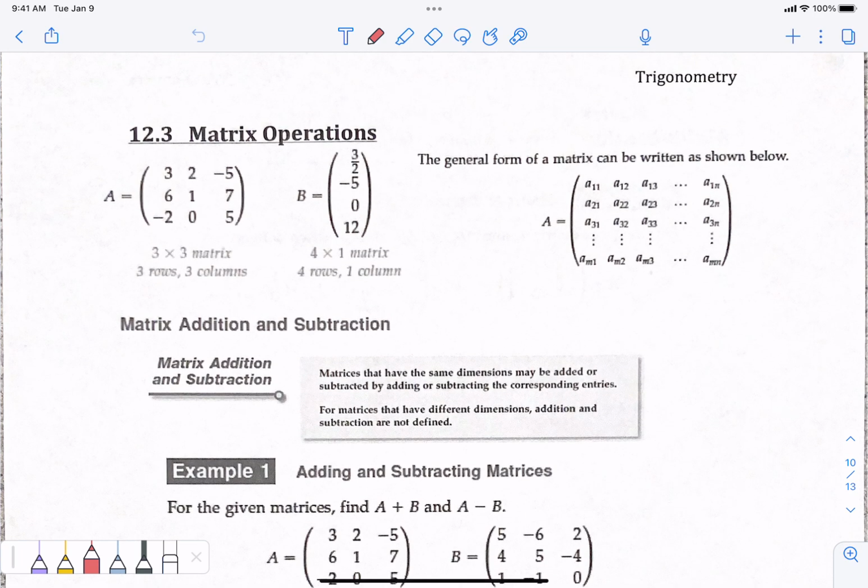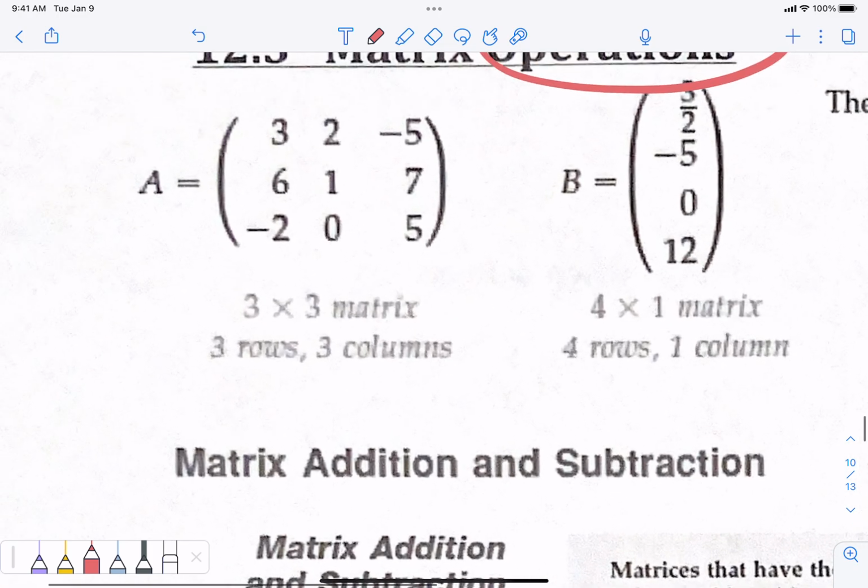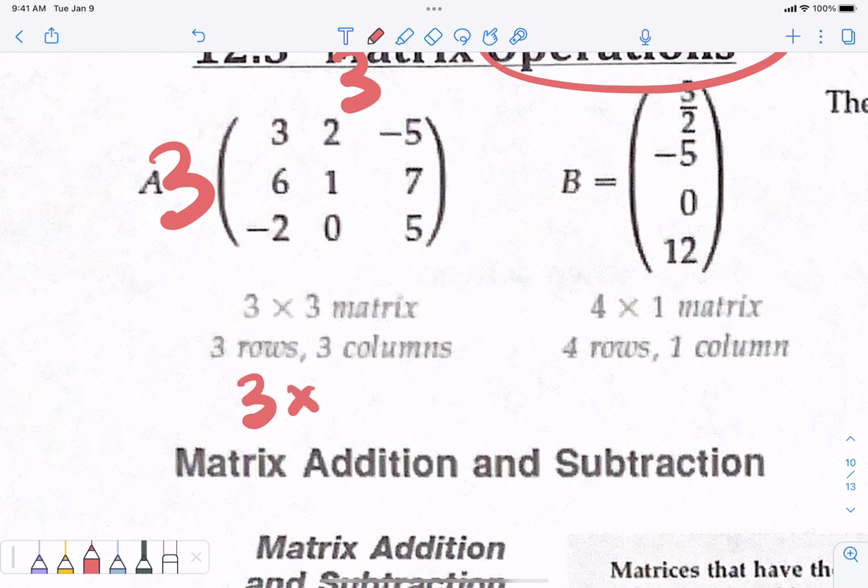So before we start talking about operations, which are add, subtract, multiply (we won't divide), we need to talk about different sizes of matrices. Okay, ready? This is a 3 by 3 matrix. There are 3 rows and 3 columns, yeah? 3 rows, 3 columns. Make sense? So this is a 3 by 3.